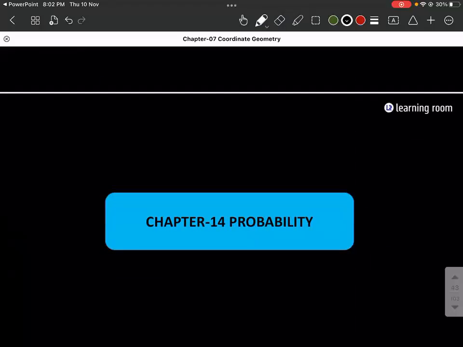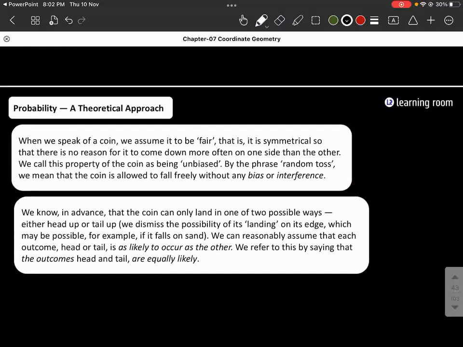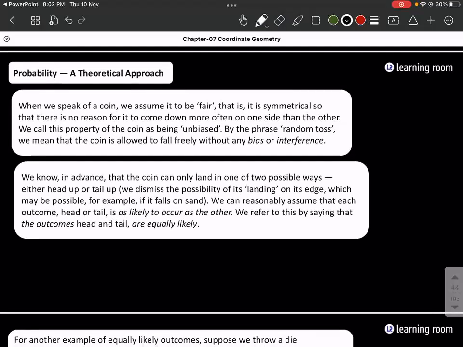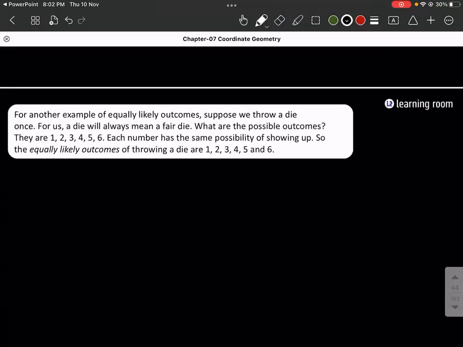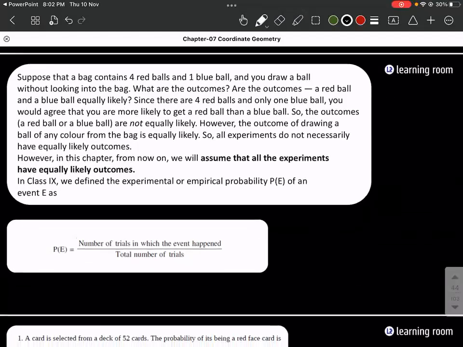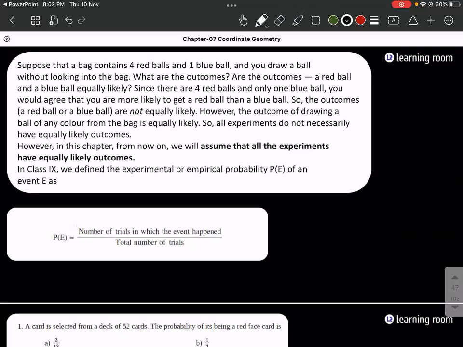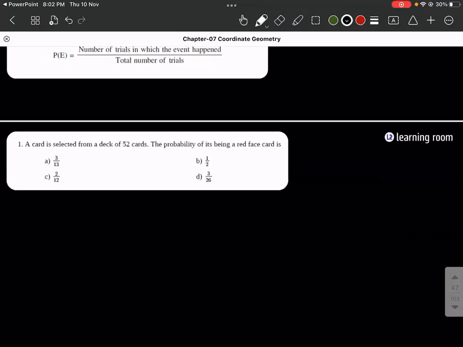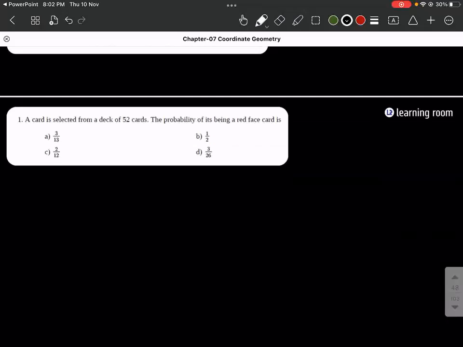So next is probability. For everyone, this chapter is over in school. So you guys know it, right? How do you define probability? Favorable outcomes divided by the total number of outcomes, right? Having said this, can you tell me what is the answer for the first one?